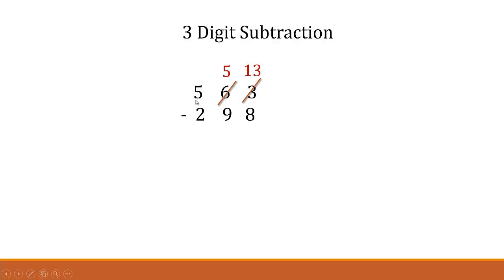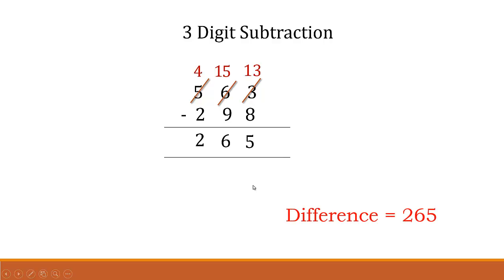And we have learned that 10 tens makes 100. So this 100 goes there as 10 tens. Already 5 tens are there, and these 10 tens join there to make 15 tens. And as 100 is given there, it becomes 400 now. Now we can do the subtraction. 13 minus 8 is 5, 15 minus 9 is 6, and 4 minus 2 is 2. So the difference is 265.